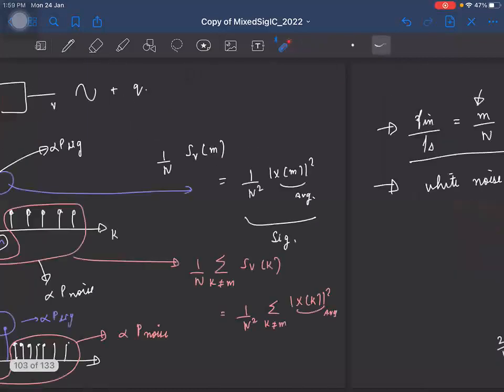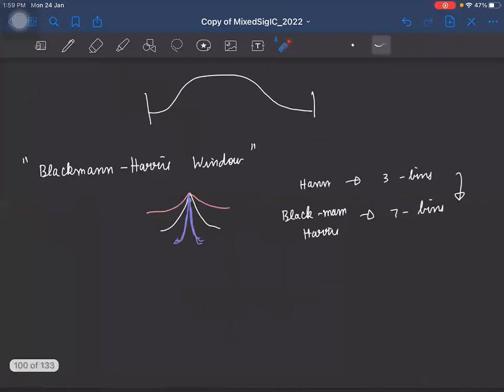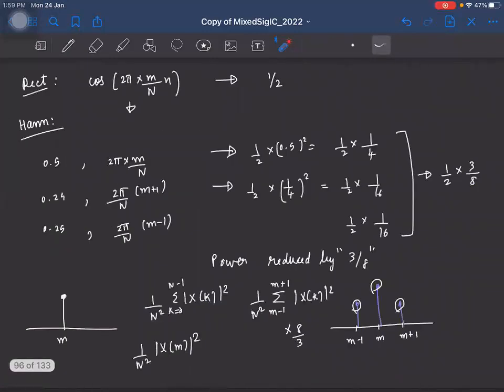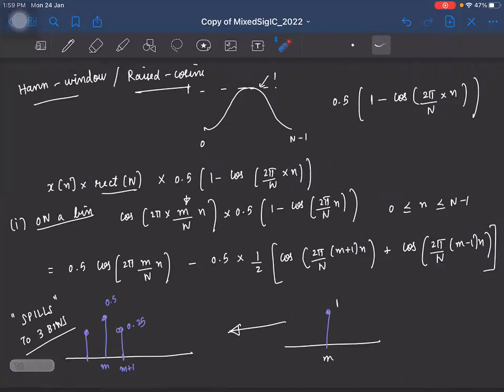And we saw that the solution to this was to use a windowing function. The philosophy behind using the windowing function is the following. We observed that the discontinuities are happening only at the edges. So instead of giving equal weightage to all the samples, we give lesser weightage to the samples at the edges and maximum weightage to the ones in the middle. We saw the Hann window as one example. What the Hann window does is that it splits a frequency bin into 3 neighboring bins, that is, a single bin gets spilled over to a total of 3 bins.